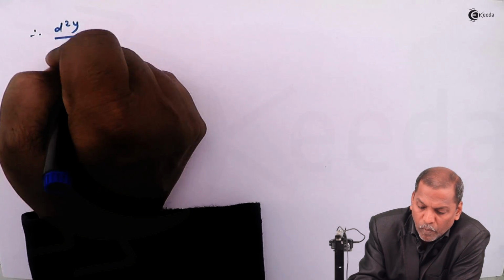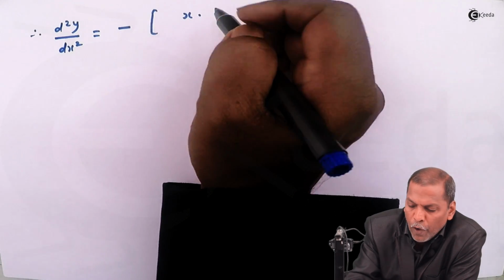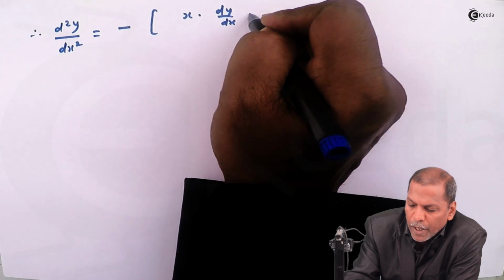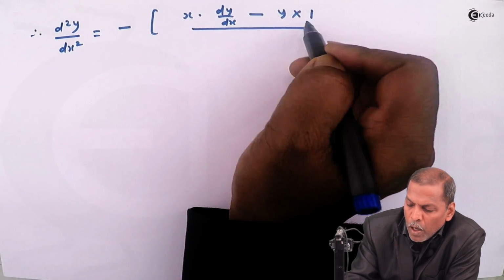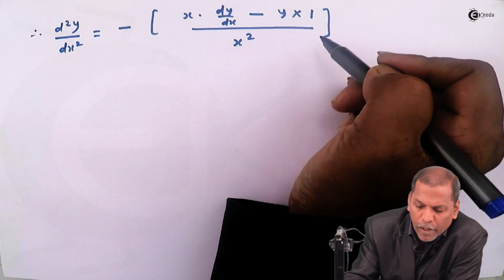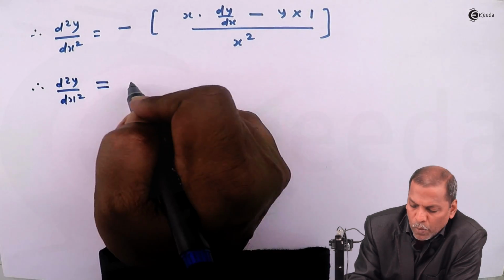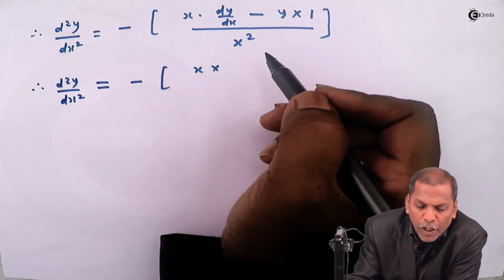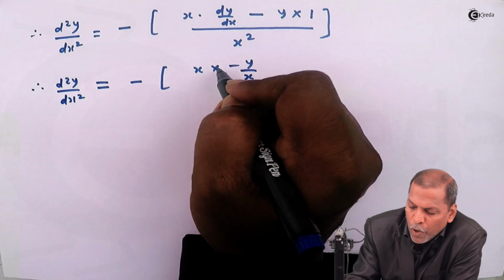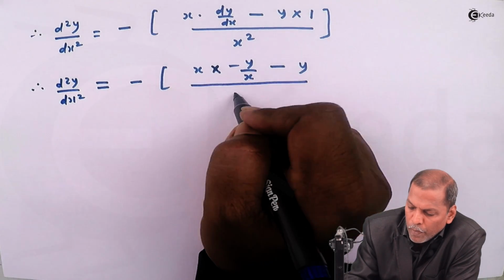Therefore the next step will be d2y by dx square is equal to minus in bracket we write x as it is, then derivative of y is dy upon dx, then minus we write y as it is into derivative of x is 1, and the whole thing divided by x square. Therefore d2y by dx square is equal to minus in bracket x into, for dy by dx from equation 3 we substitute minus y upon x, and then minus y into 1 gives us y, upon x square.